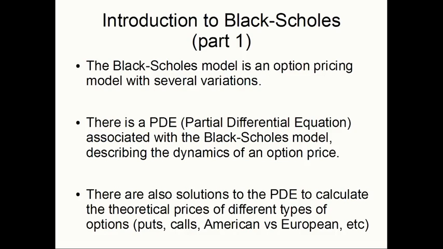The Black-Scholes model is an option pricing model used to price various kinds of options. For example, it can be used to price equity options, currency options, commodity options, and bonds. The Black-Scholes model has two main components.